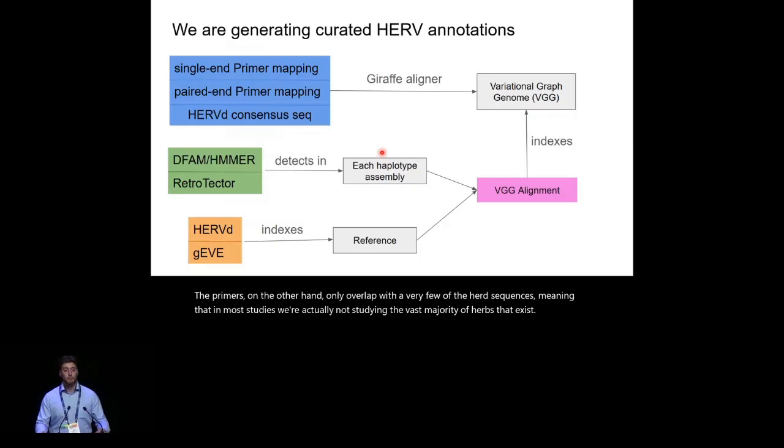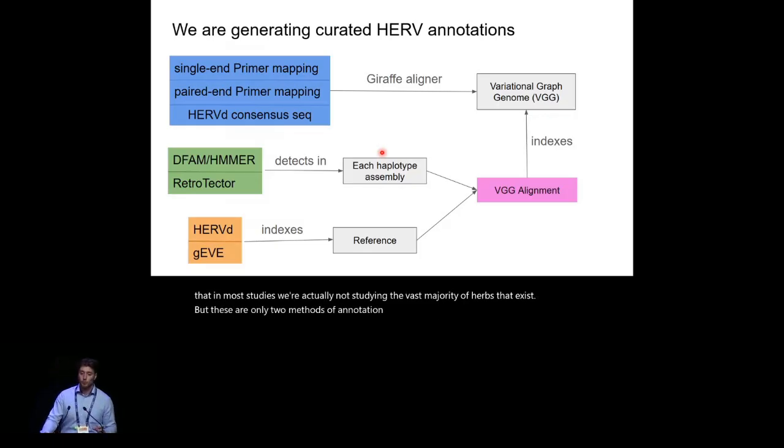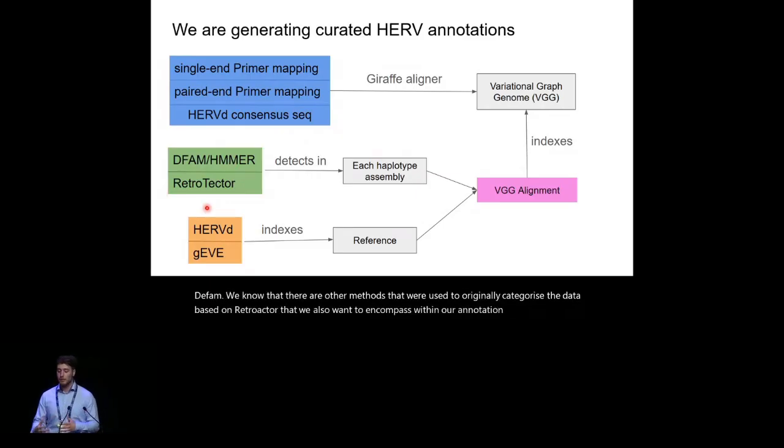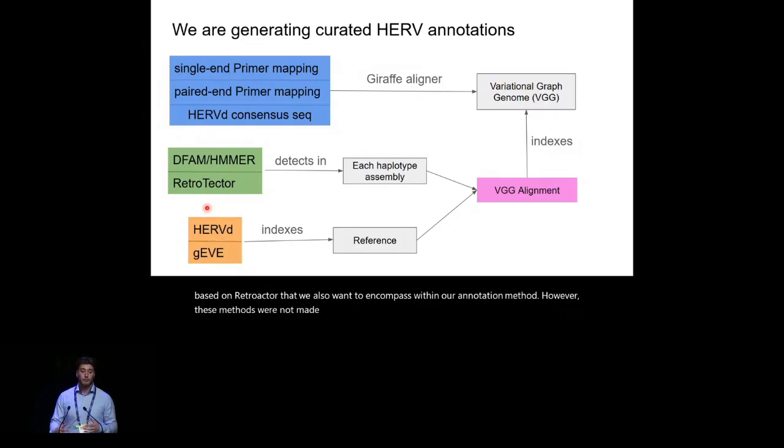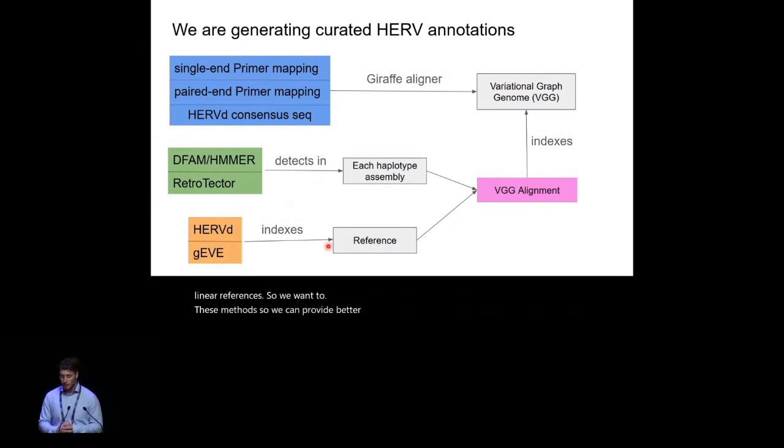But these are only two methods of annotation, and we actually want to expand this a lot more. I've mentioned earlier that there are methods based on profile hidden Markov models, such as DFAM. We know that there are other methods that were used to originally categorize the data based on RetroTector that we also want to encompass within our annotation method. However, these methods were not made for graph pangenomes. They were made originally to deal with linear references. So we want to adapt these methods so we can provide better annotations for the graph pangenome.